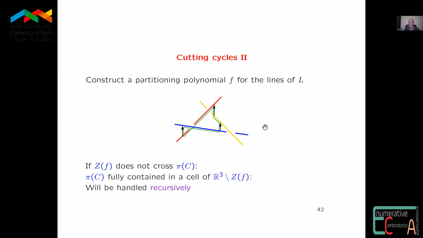And now there are several possible scenarios. The simplest one is that somehow the zero set of the polynomial doesn't touch this green loop at all. This is good because it means that this entire contraption goes into a subproblem in one of the cells of the partition. And we'll solve it recursively. So this is easy, so to speak.